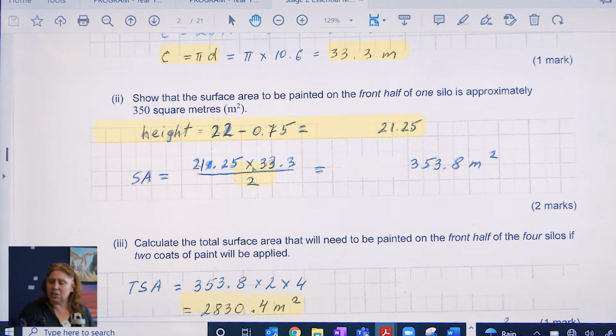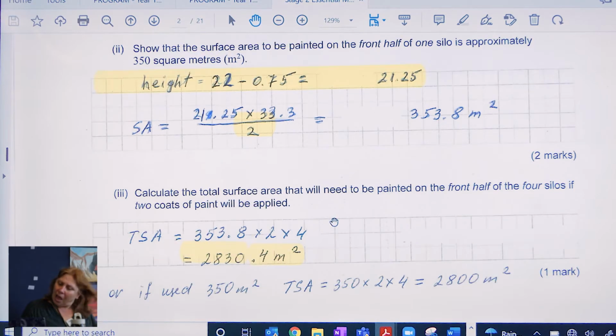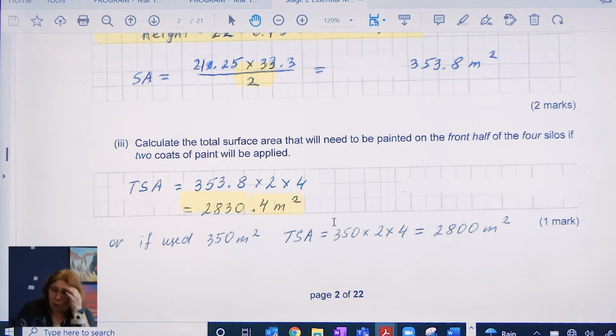They took it into consideration, and of course it's half of the surface area, so divided by 2. So this is how we allocate these 2 marks. Next one: calculate the total surface area that will need to be painted on the front half of the 4 silos. Of course, it's times 2, times 4. It's only 1 mark, so we are looking for the answer only, or they can show the working out there.